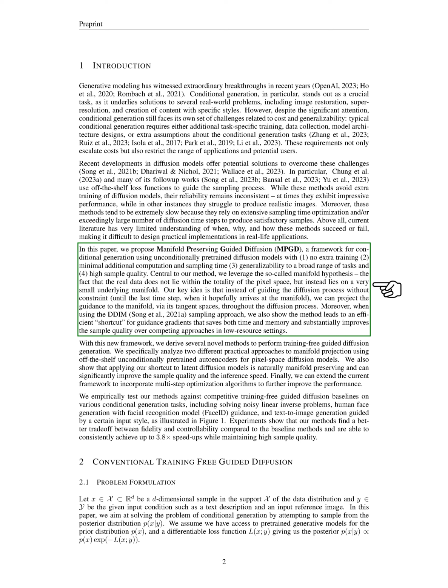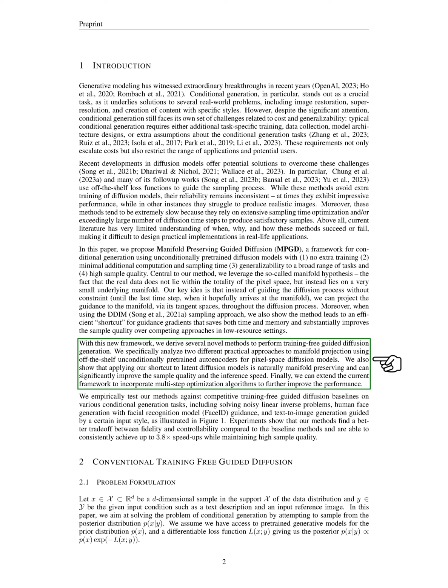Instead of guiding the diffusion process without constraint, we project the guidance to the manifold throughout the diffusion process. This approach leads to an efficient shortcut for guidance gradients that saves both time and memory and significantly improves the sample quality in low-resource settings. We've developed several new methods for training free guided diffusion generation using this framework. We've also analyzed two practical approaches to manifold projection using pre-trained autoencoders for pixel-space diffusion models.